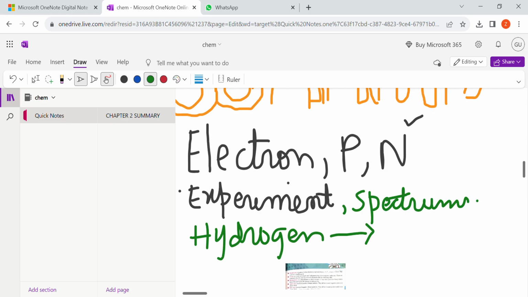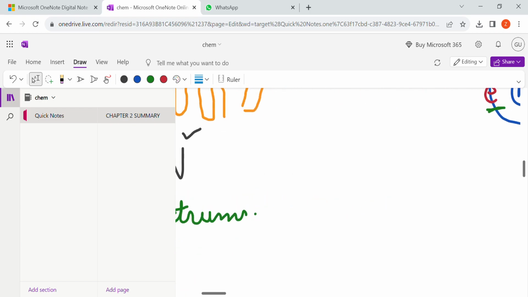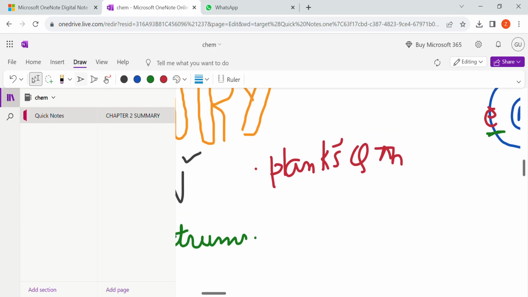Then we have done our Planck's quantum theory. I think मुझे याद आ रहा है we have not done this. So I'll check that. I guess we have done. Yup. Then we have done our X-rays, how X-rays is being produced. That we're gonna revise. Alright.